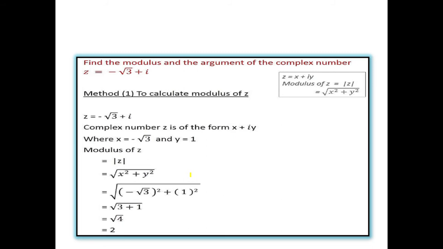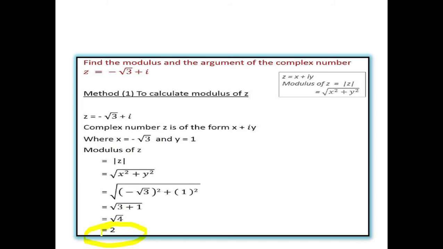If there is no real element and only i, so y equals 1. Then z is equal to minus 3 plus i, so x is equal to minus 3 and y is equal to 1. And if I find the modulus of z, mod z equals under root x square plus y square. So minus root 3 square plus 1 square, 3 plus 1, under root 4, equals 2. This is my answer of modulus, and it is based on this formula.